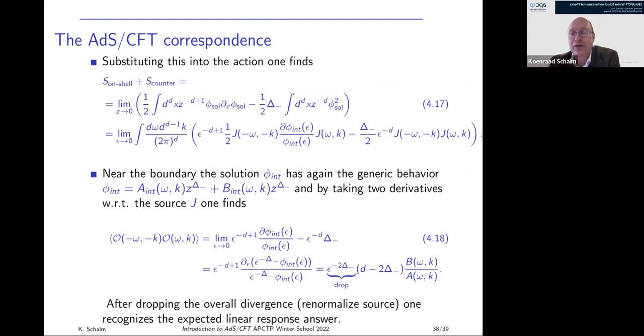This is not a coincidence, because now look what this means. Now I have to evaluate this at the boundary. If I look at the bottom part, this is epsilon to the minus delta minus times phi interior, that precisely when z is epsilon makes this exponent 0, and this a positive exponent. So if I take it to the boundary, this term vanishes and I'm only left with a right here.